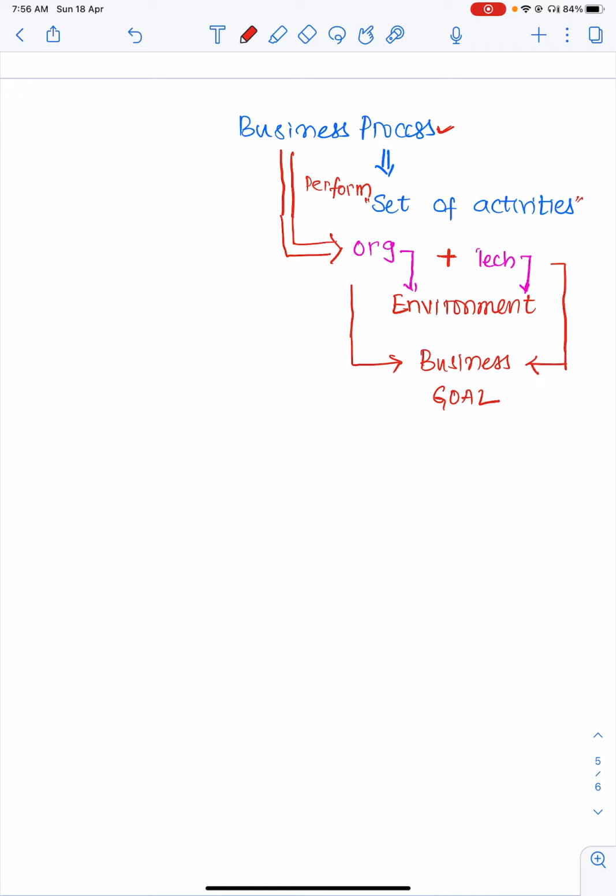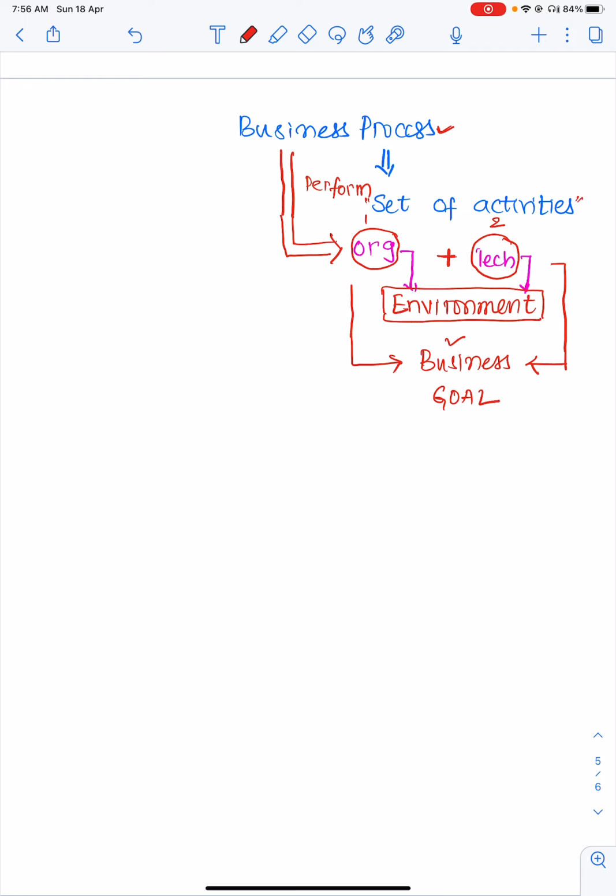What do you mean by business? It consists of an environment. So what environment does it consist of? It consists of an organizational environment, and it consists of a technical environment. And for what purpose do we require the environment? To achieve a business goal.